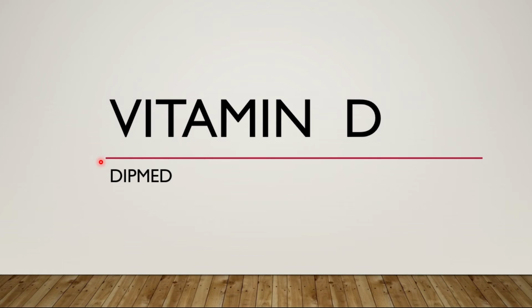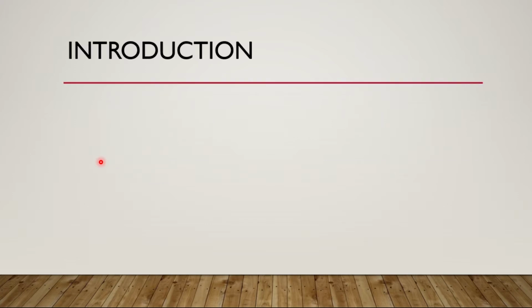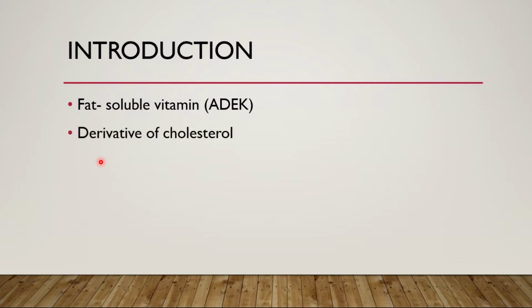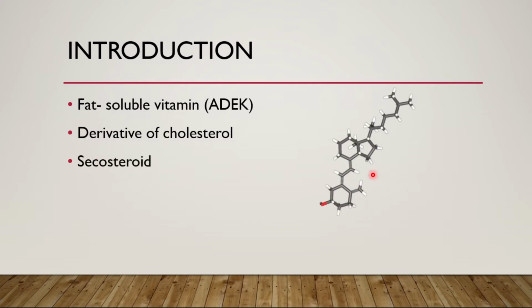Today we're going to talk about vitamin D. Vitamin D is a fat soluble vitamin. The fat soluble vitamins are A, D, E, and K. It's a derivative of cholesterol and it's a secosteroid, which means it has this broken ring in its structure.